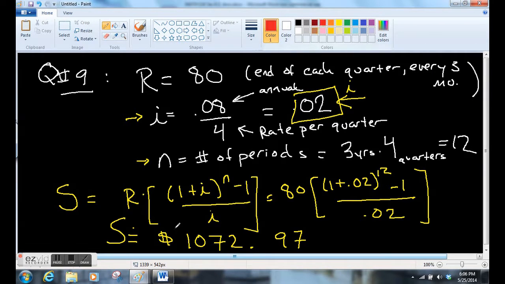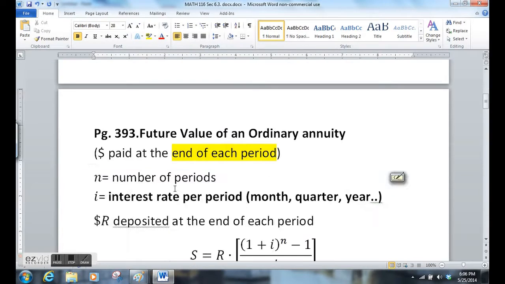So for this one, what is the future value? You're putting $80 away every quarter for 3 years. So every 3 months, you're putting $80 away. That gives you $1,072 at the end of 3 years. So I'll say in 3 years. Let's look at another one. That wasn't so hard.